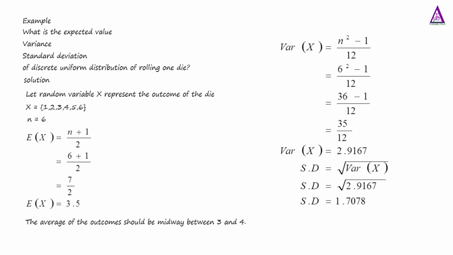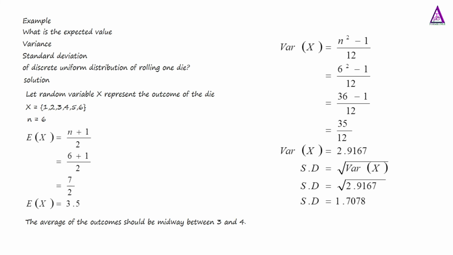The average of the outcomes should be midway between 3 and 4. The variance of X now equals (n squared minus 1) divided by 12, and our n equals 6. So we now have (6 squared minus 1) divided by 12. 6 squared equals 36, minus 1, divided by 12. We now have 35 divided by 12. The variance of X now gives us 2.9167.